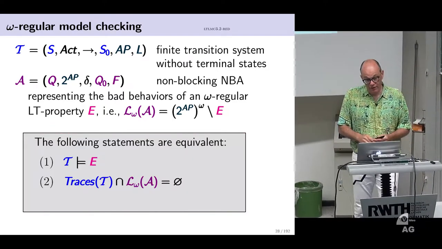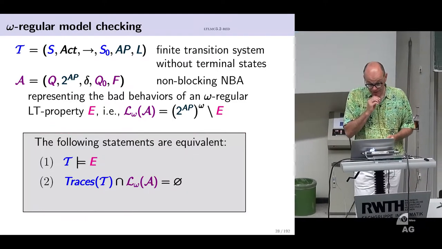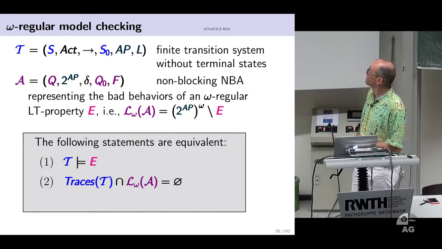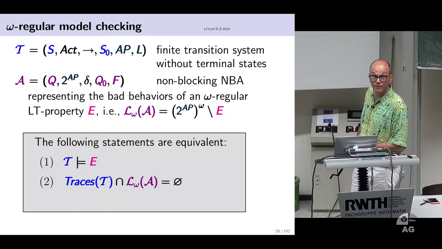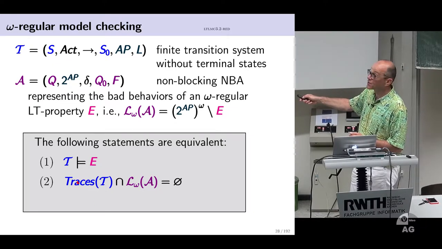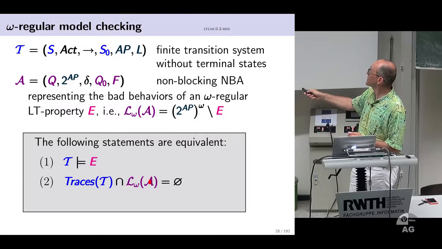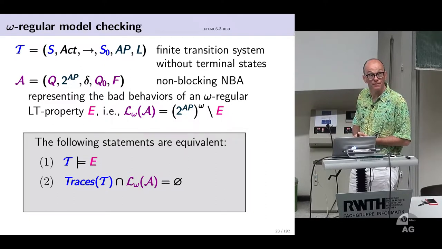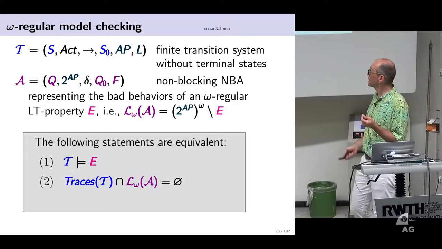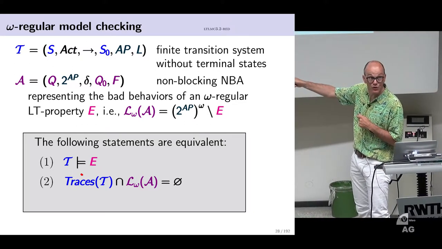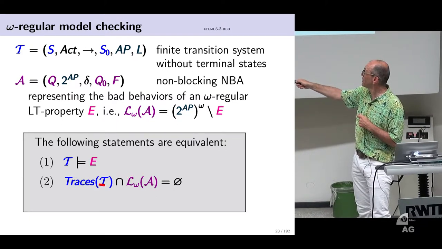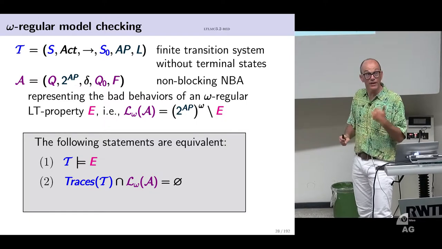And now we're going to see that the following three statements are equivalent. T satisfies this omega regular property if and only if no infinite trace of T is accepted by this automaton. So this is a difference with the regular safety property. For safety properties, we were considering finite traces and finite words. The difference here is we look at infinite traces and an automaton accepting infinite words.